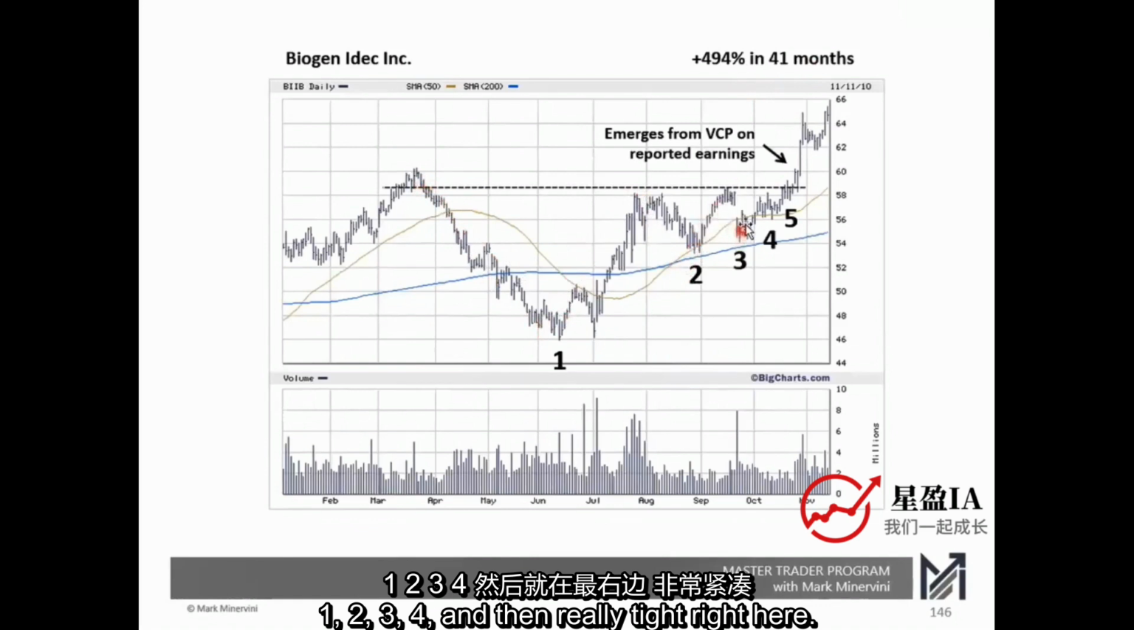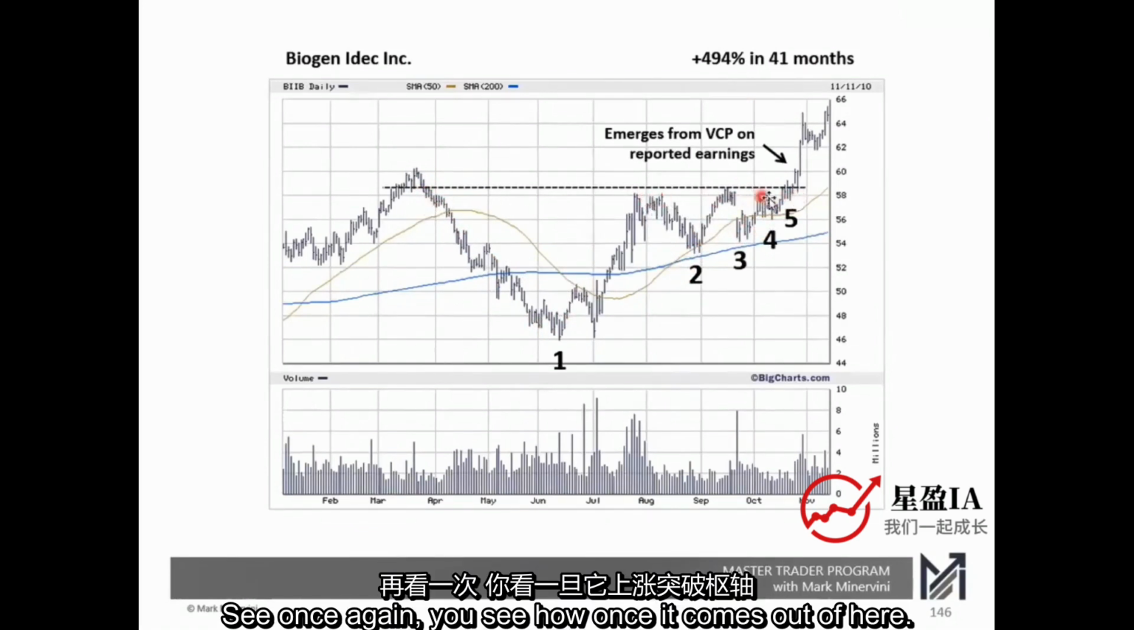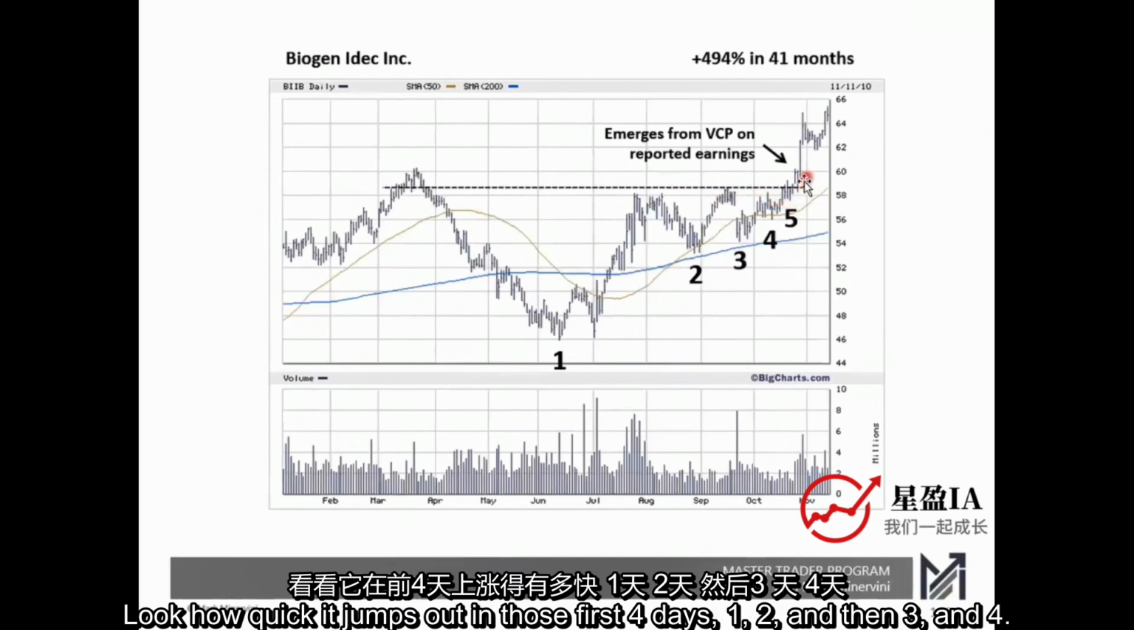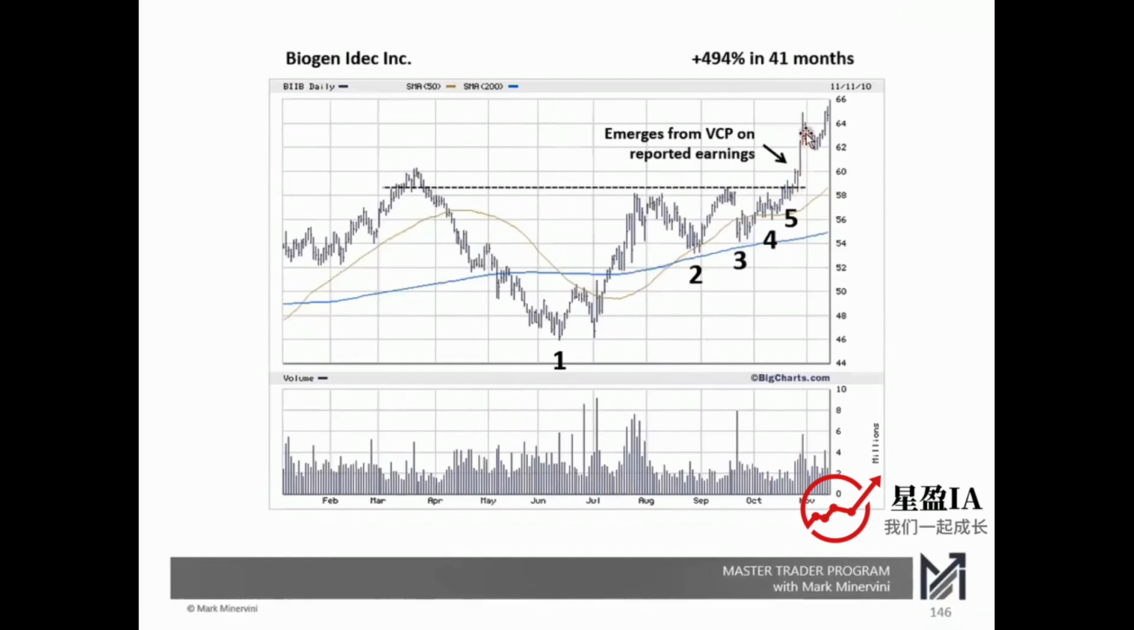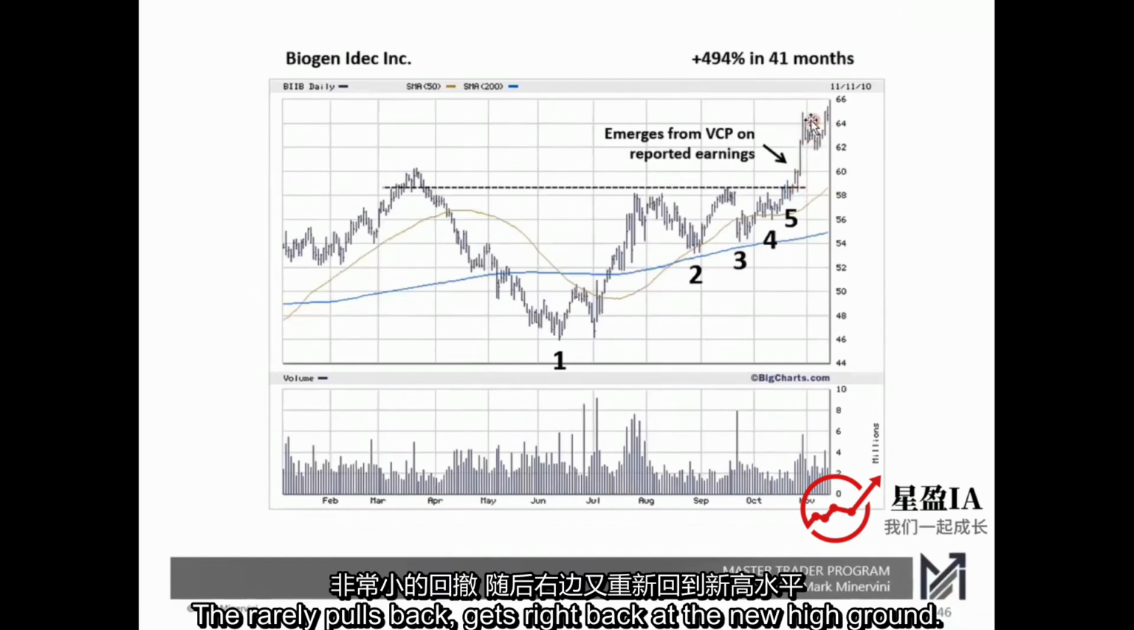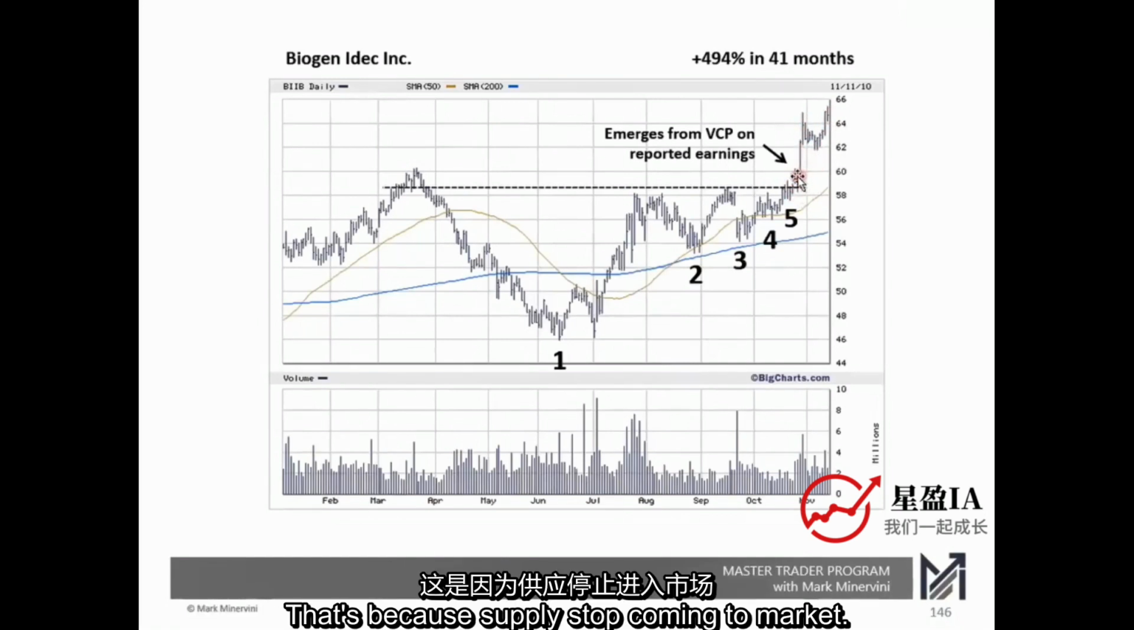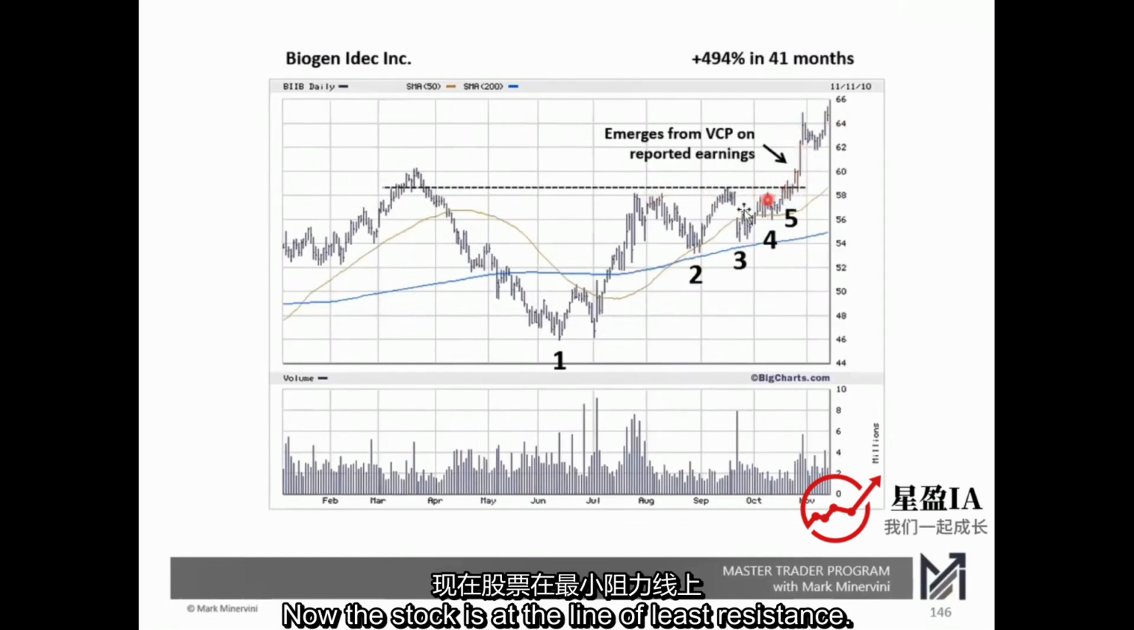1, 2, 3, 4, and then really tight right here. And see, once again, you see how once it comes out of here, look how quick it jumps out in those first 4 days. 1, 2, and then 3 and 4, boom, comes ripping out of there. Barely pulls back, gets right back at the new high ground. That's because supply stopped coming to market, and now the stock is at the line of least resistance.